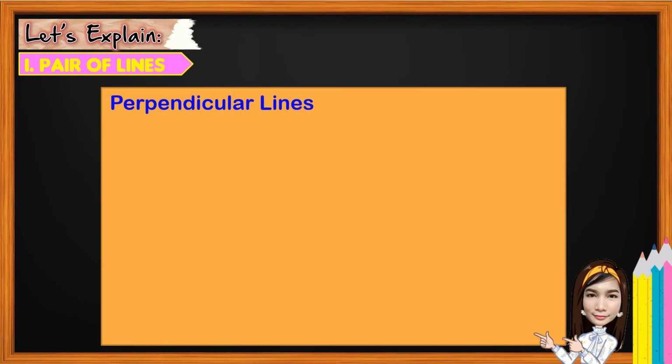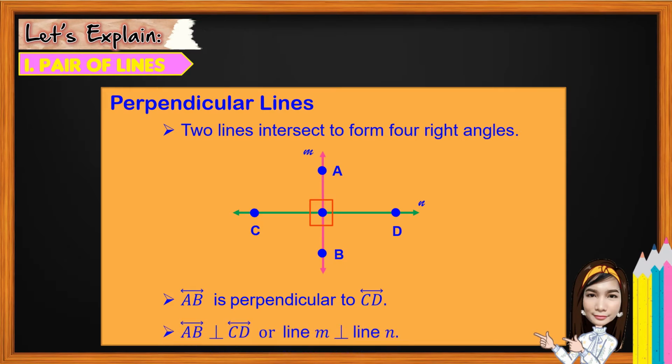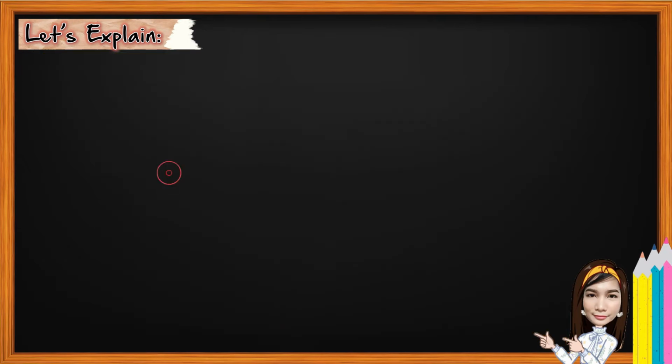Next, we have the perpendicular lines. These are two lines that intersect to form four right angles. So we have the given figure and we have the four right angles. Here, we can say that line AB is perpendicular to line CD, or that is denoted by line AB perpendicular to line CD, or line M perpendicular to line N.